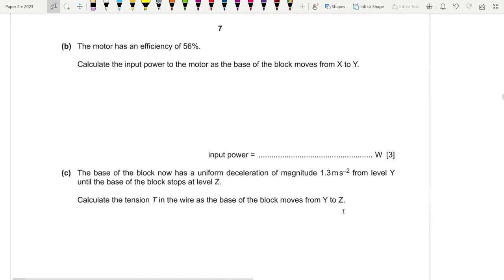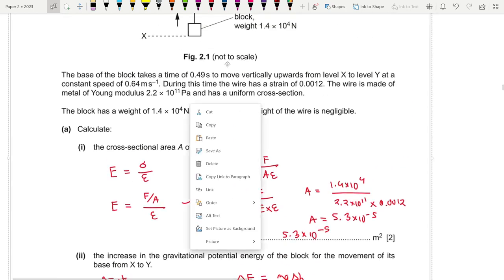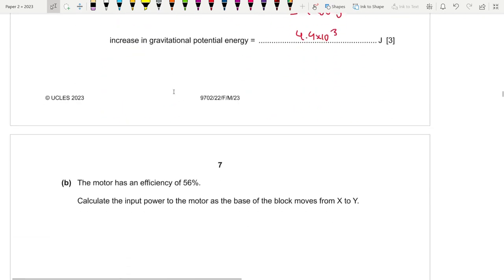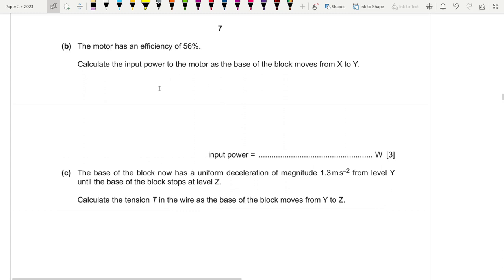Moving on. The motor has an efficiency of 56%. Calculate the input power to the motor as the base of the block moves from x to y. Okay, so efficiency is basically useful output power divided by total input power into 100%. So what's the total output power? It's basically this gain in GPE, because our speed doesn't change as we're moving at constant speed, right? So we just have to find out the total input. So we know that efficiency is output by input into 100%.